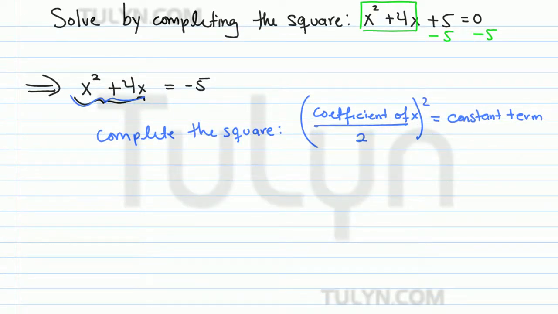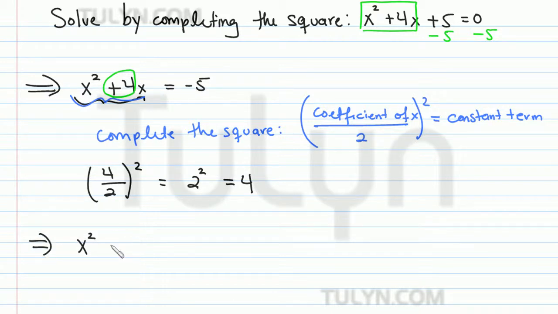So, keeping that in mind, the coefficient of x is positive 4. So we want to take 4, divide that by 2, and then square the result. So we end up getting 2 squared, which is 4. So now on the left, we want to add a 4.